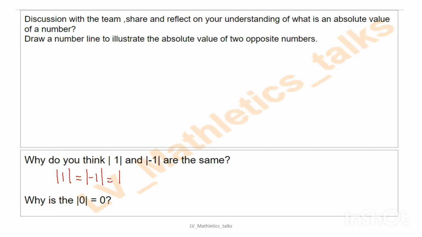What do you think about absolute value of 0? Is that 0? Why is it so? Because when I say absolute value, it's the distance of a number from 0. What is the distance of 0 from 0? It is 0. So that is the reason absolute value of 0 is equal to 0.